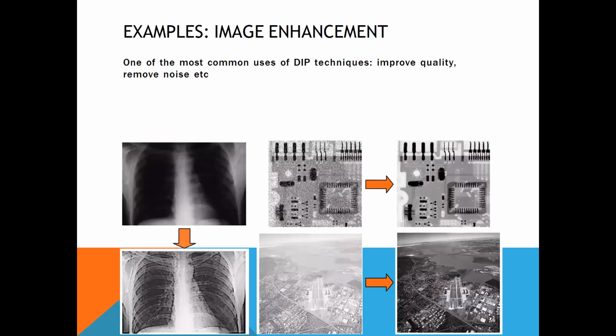So these are various examples of image enhancement. One of the most common uses of digital image processing techniques is quality improvement. We have to remove noise, etc. Because of noise, your picture gets blurred and even the results are different. So you can see these various images.